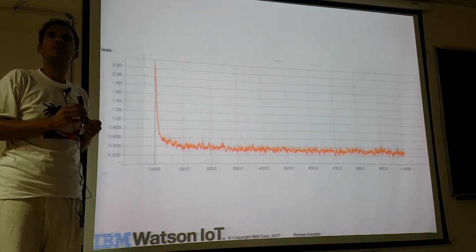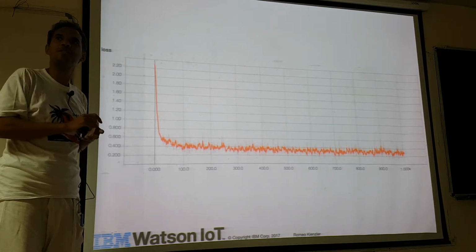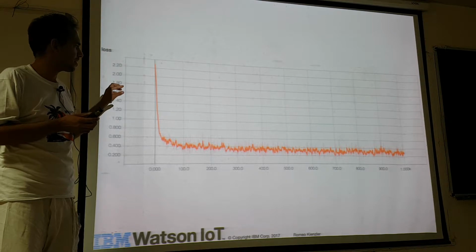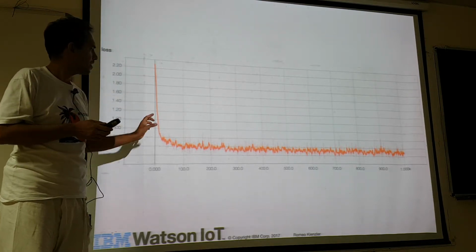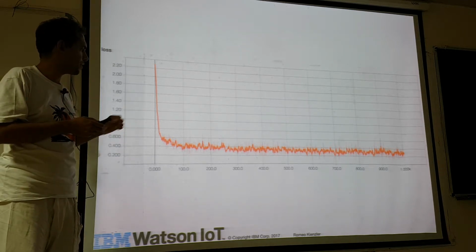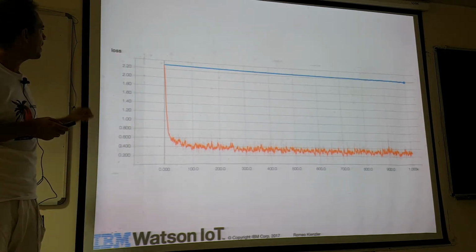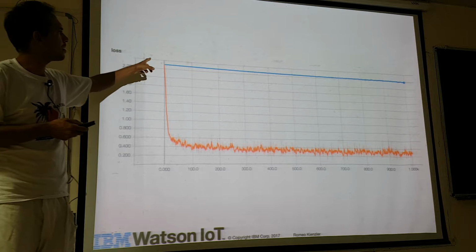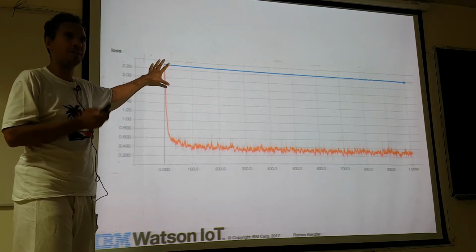If you, it's called batch gradient descent. If you update it after each training example, it's called stochastic gradient descent. And there are different variations of that. Then you have here, for example, an easy way to debug your neural network training.